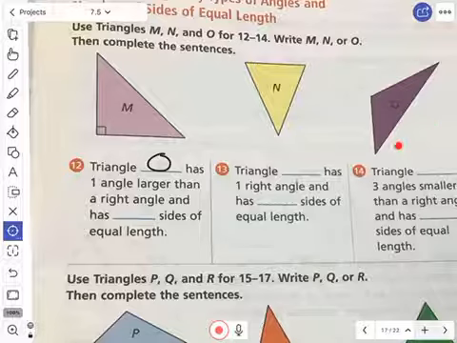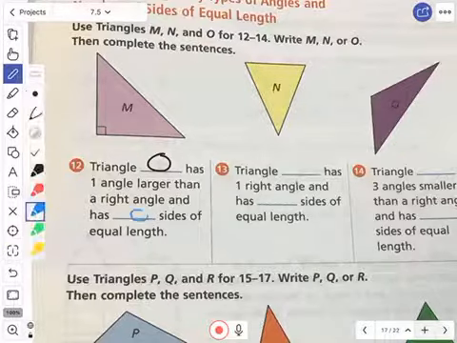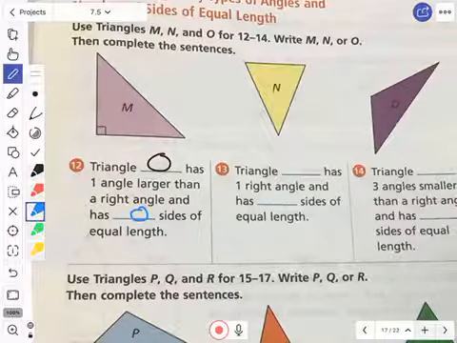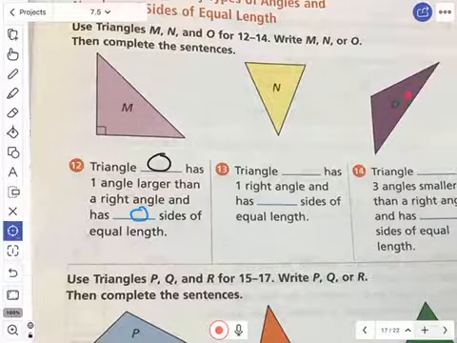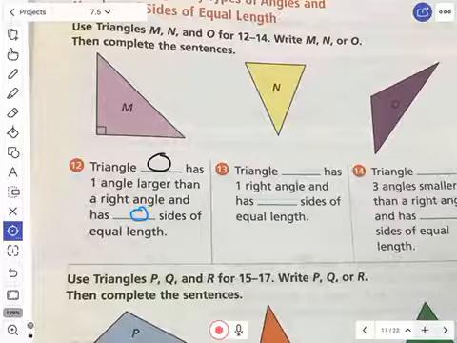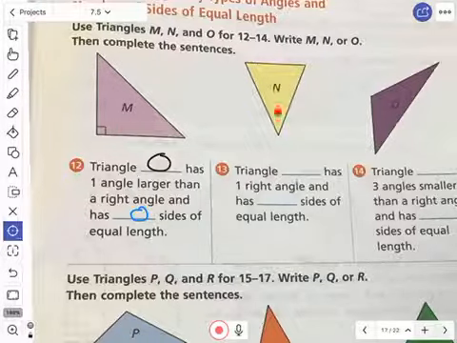You know, I don't know. It has zero. It has 0 sides of equal length then, because none of those sides are equal. This side and this side kind of look the same, but they're not. So you're going to go through then, and so I have to try to figure out. Now look at this. Triangle M has one right angle. Oh, okay. Or is it right that one? And how many sides are equal length?